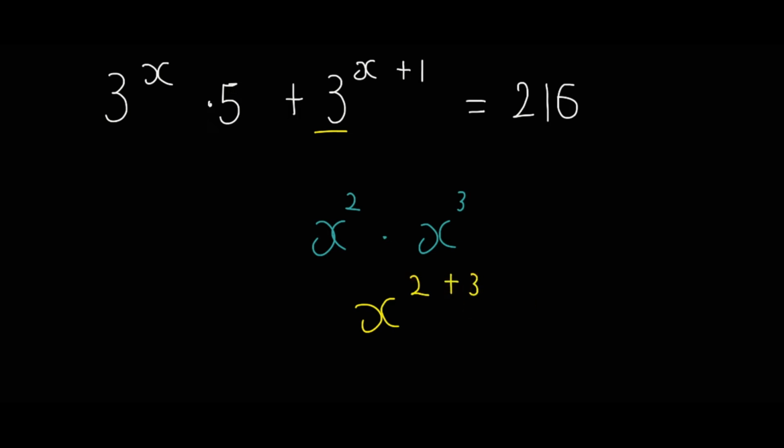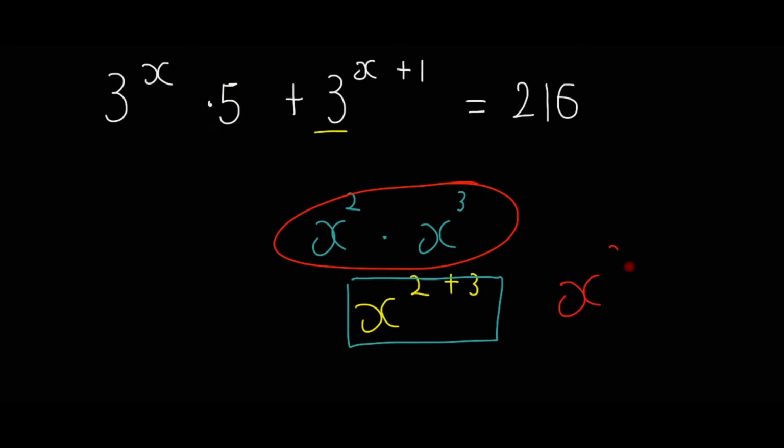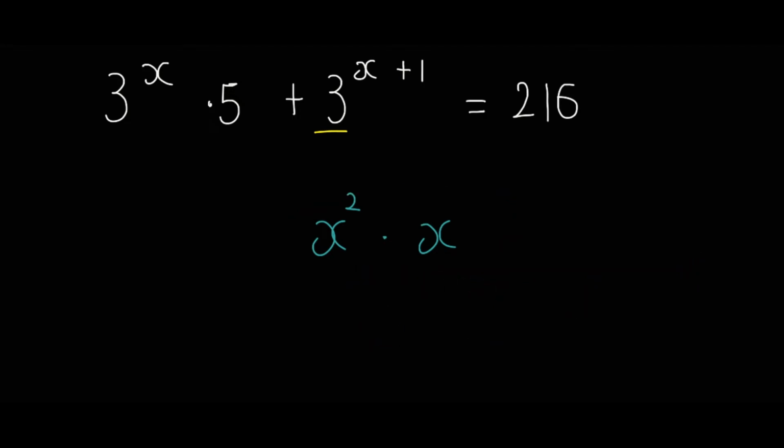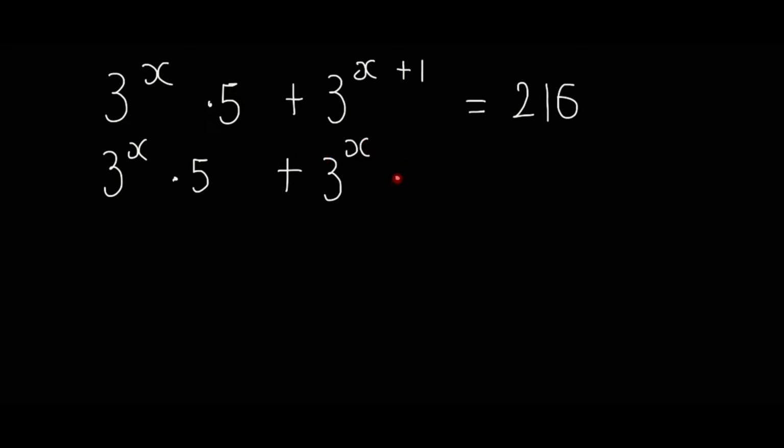So now because they gave us this thing, we want to change it back, and this is just the same as x squared times x to the power 3. So we will change this base of 3 to the power x plus 1, and we want it to be single. So here we have 3 to the power x times 5, and then plus 3 to the exponent x and then times 3 to the exponent 1. So we take this 3 to the exponent x and then times 3 to the power 1, because we know it is the same thing in reverse, and then this is equal to 216.